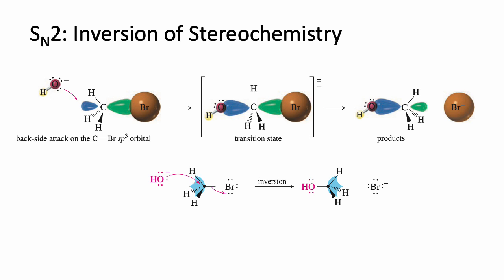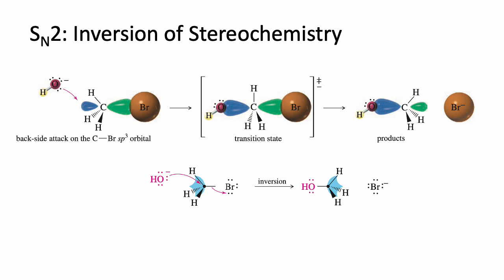We call this a backside attack. An SN2 mechanism always has to have a backside attack. It has to come from the opposite side because the leaving group is so large and also negatively charged that it repels the nucleophile. So the nucleophile can't fit on the same side as the leaving group. The nucleophile has to come from the opposite side, from the backside. So SN2s always have backside attack. So notice how the hydroxide ion here comes from the back and it's attacking that blue orbital.